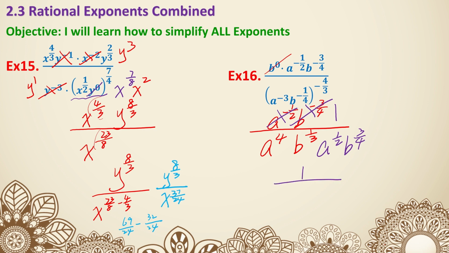Okay, so let's simplify. 4 and 1/2, that is just 9/2. As for the b, 1/3 plus 3/4. They can both become 12, so it's actually 4/12 plus 9/12. The whole thing is 13/12. And that is example 16.